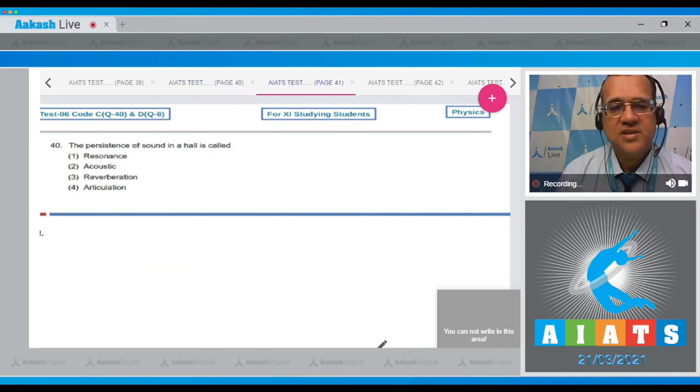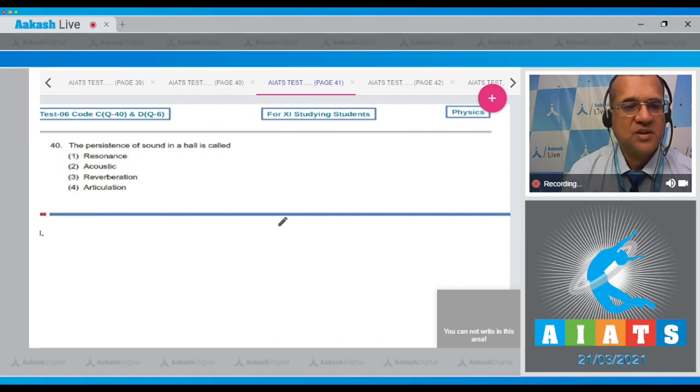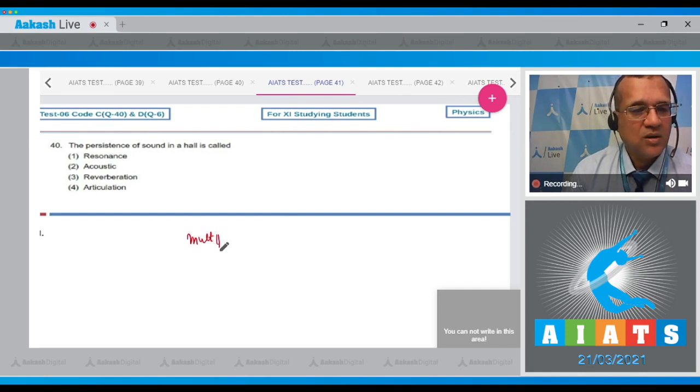Question number 40: the persistence of sound in a hall is called. See, the reproduction of sound, that is multiple echo, and the multiple echo is called the reverberation of the hall. So the correct option is 3.